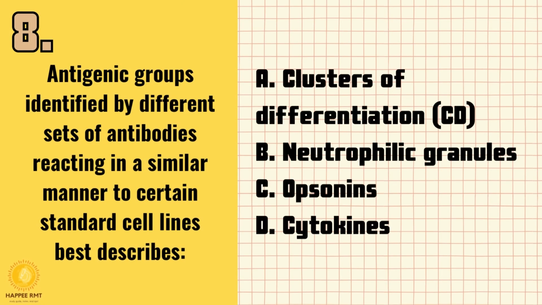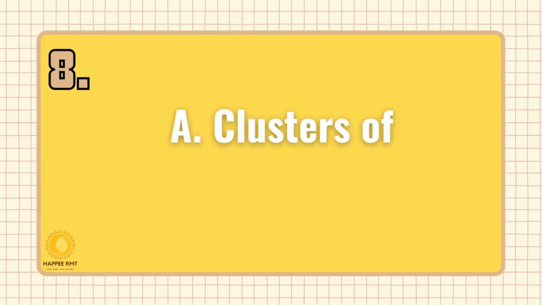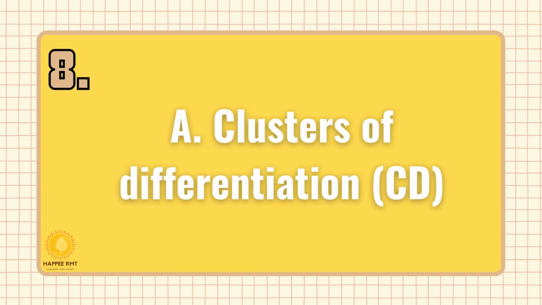Number 8. Antigenic groups identified by different sets of antibodies reacting in a similar manner to certain standard cell lines best describes A. Clusters of differentiation, B. Neutrophilic granules, C. Opsonins, or D. Cytokines. Answer is A. Clusters of differentiation.